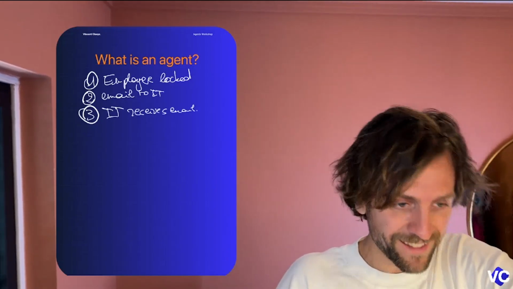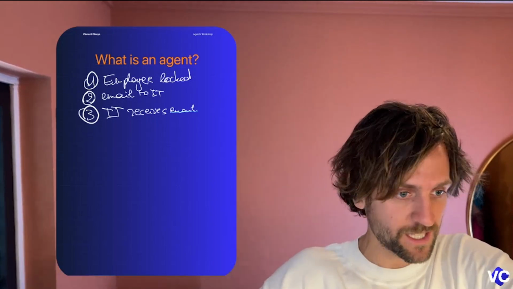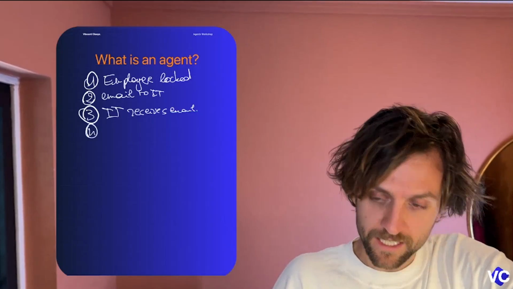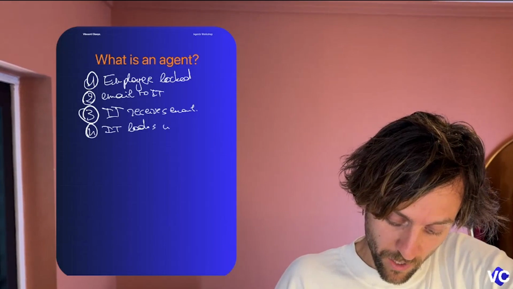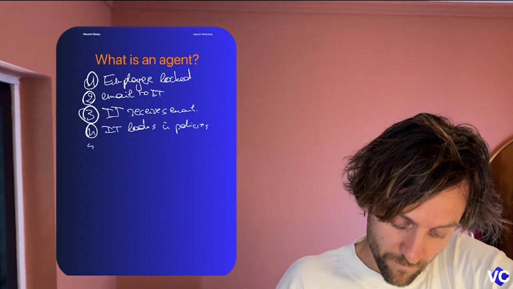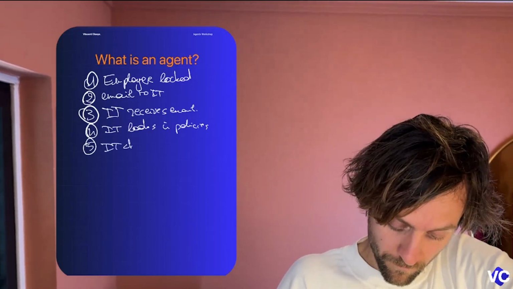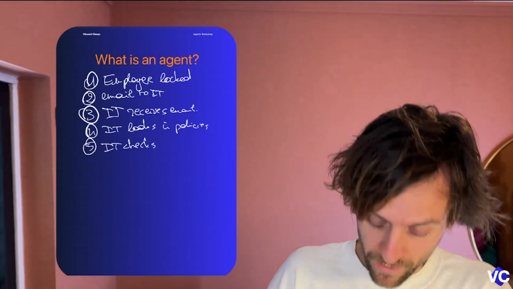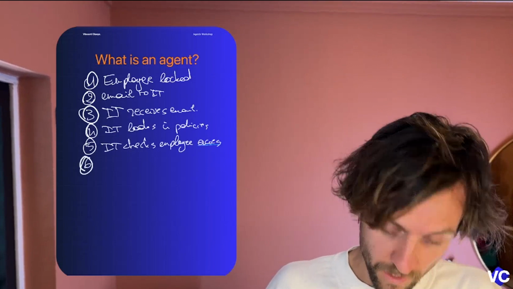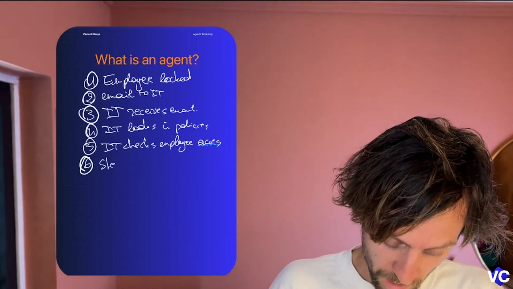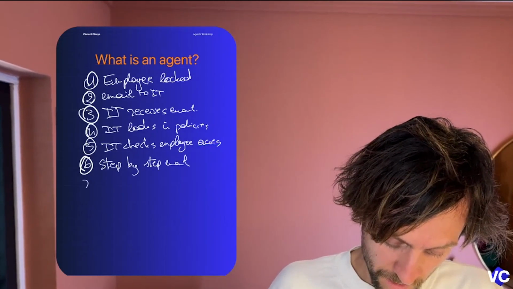So for this example, we're also going to make it a little bit easier because we're not going to build it in Copilot Studio. So we don't work yet with a support ticket system. Okay. So the IT gets the email. IT looks, right? Looks in the policies. Fifth one is IT checks with the system. Checks employee need access to what it does need right access. The sixth one is step-by-step email. So that's the sixth, right?